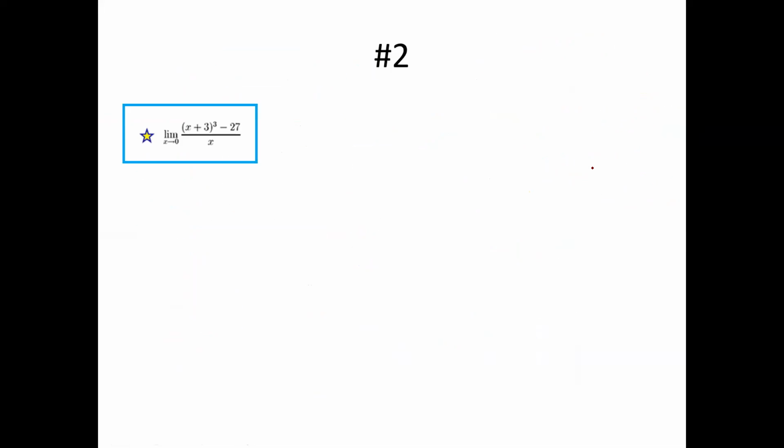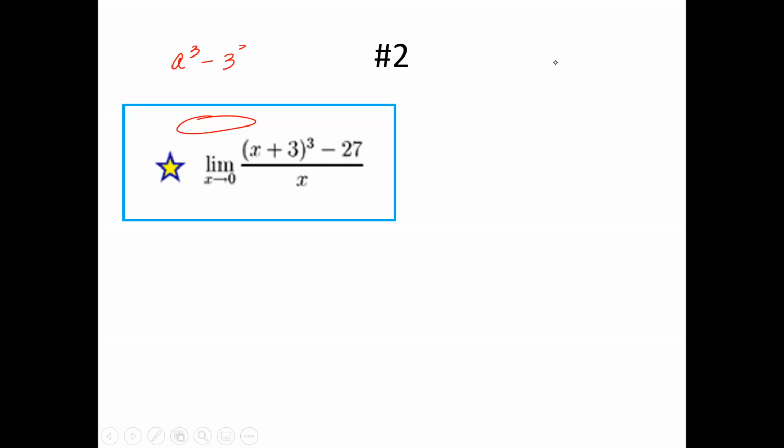Let's go ahead and try one together. Let's try number 2. And number 2, you should automatically see that this is a cube factorization, which is going to be a cubed minus b cubed. So for question number 2, we're going to do this based on the factorization. And as I'm looking at this, a cubed minus b cubed is equal to a minus b times a squared plus ab plus b squared.